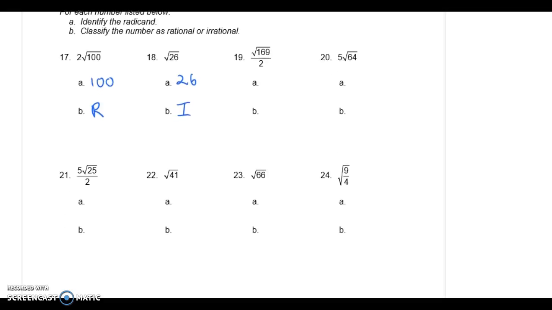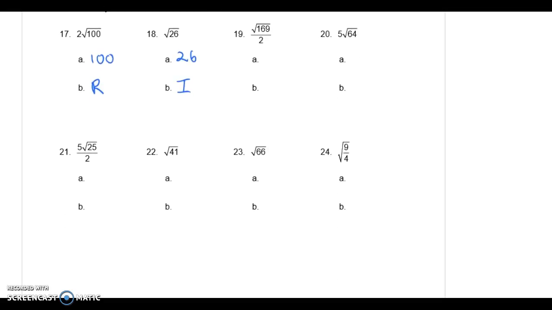Let's go with number 24. I think number 24 is kind of a tricky one. We got the square root of the fraction 9 over 4. So another way to think of this, because it's the square root of that whole fraction, is I could essentially break it down to this.